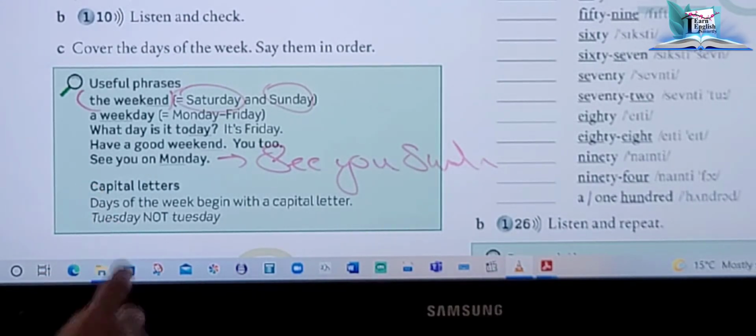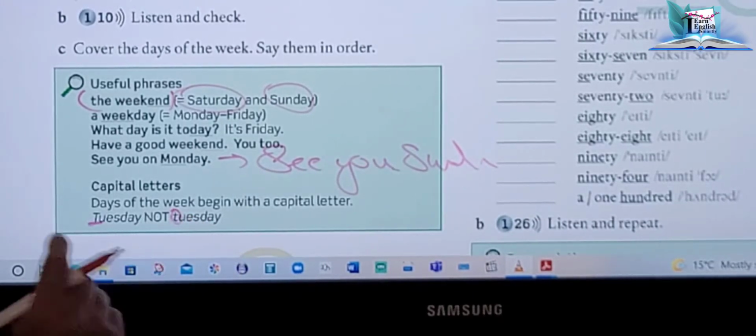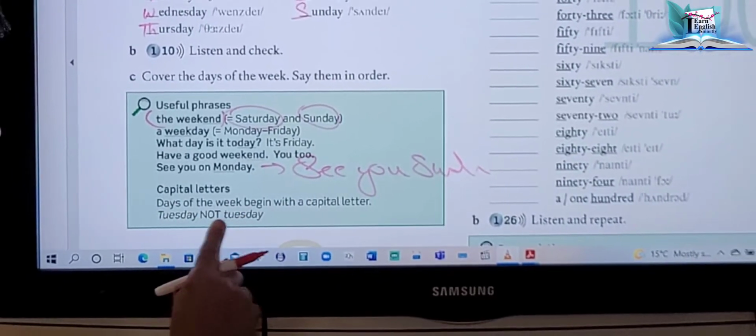So the next thing says capital letters, it means that days of the week begin with a capital letter. Remember, we're not using a small letter to start the days of the week. We always use a capital letter. Tuesday starts with a capital T, okay? Not with a small t.